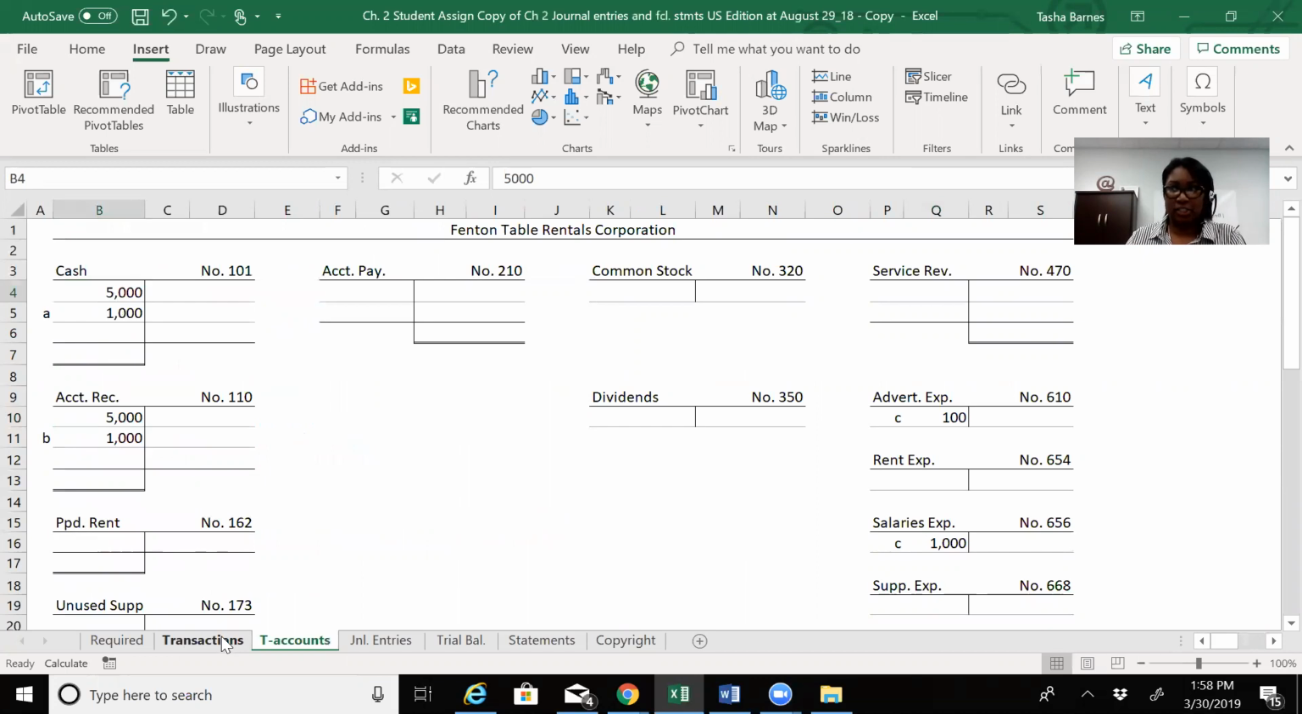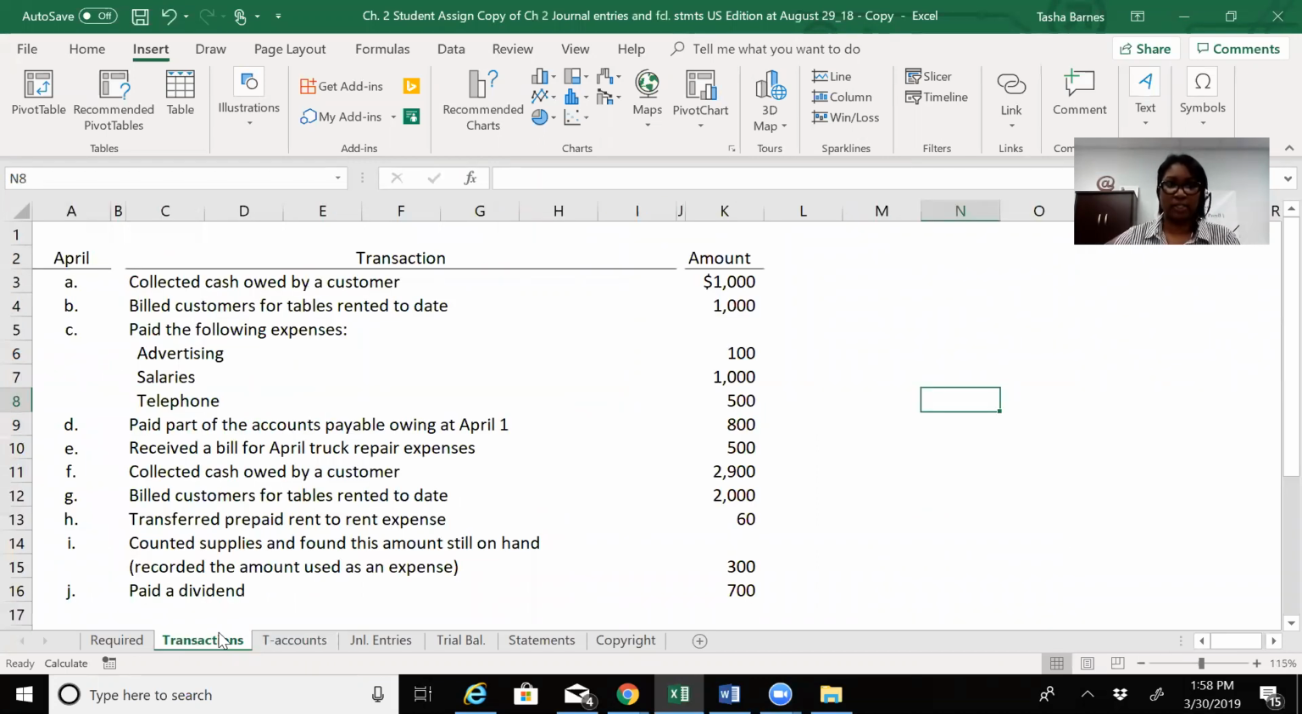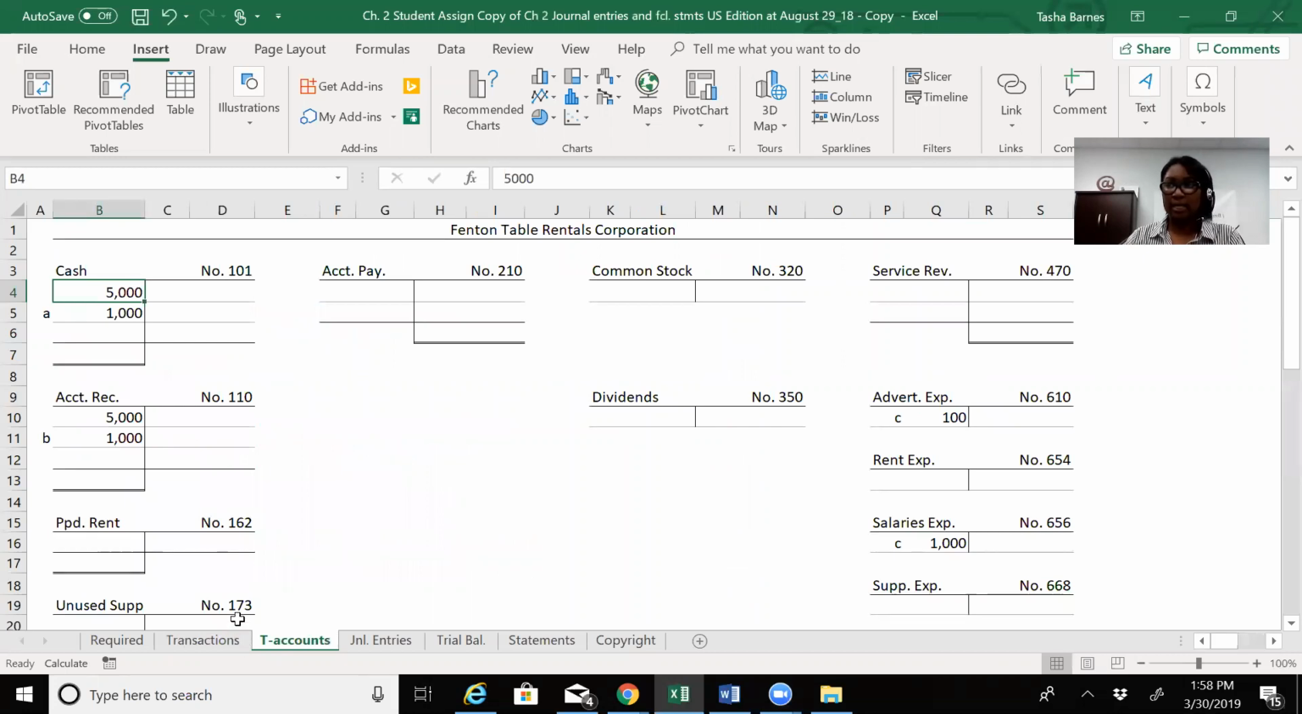Now let's look at transactions. I printed my transactions so I don't have to go back and forth, so hopefully you have yours printed in front of you. I'm going to go over to the T accounts. We collected cash owed by a customer of $1,000. Cash is an asset, so we want to increase our asset accounts, because assets have a normal debit balance. In order to increase our asset, which is cash, we debit $1,000. So that is number A, $1,000. Okay, makes sense?